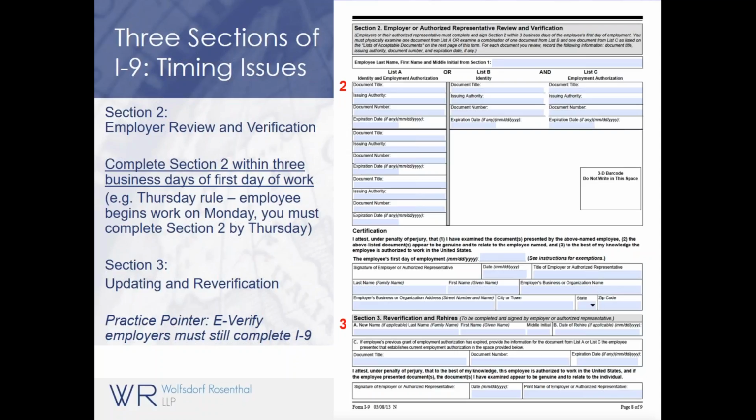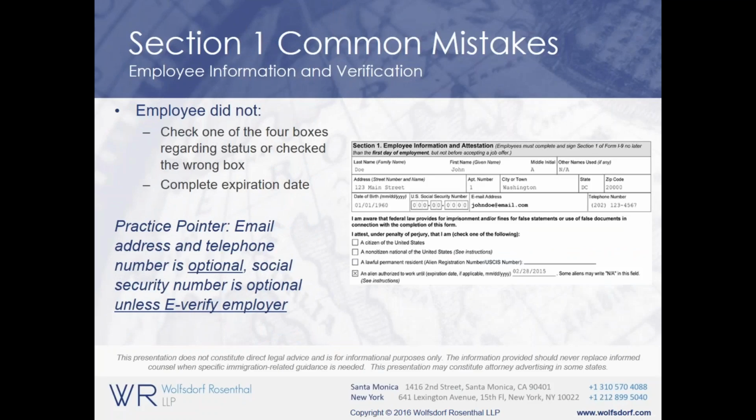As a practice pointer, E-Verify employers, even though a lot of this information is submitted online, must still complete the Form I-9. So, Section 1, common mistakes. Oftentimes we see an issue where an employee does not check one of the boxes regarding status, or they check the wrong box. The employee says they're a citizen of the United States, but they're presenting some kind of work visa or something along those lines.